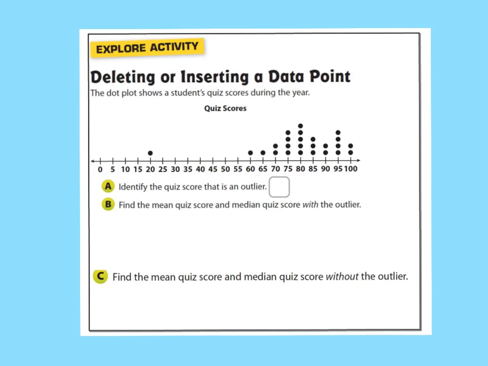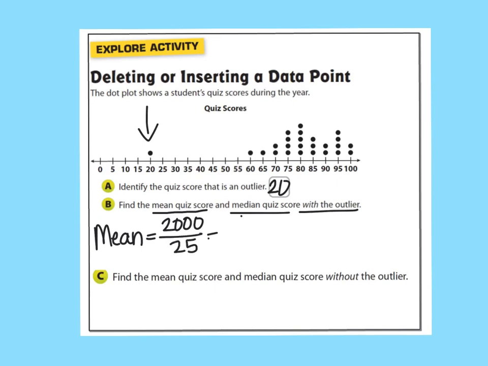It says identify the quiz score that is an outlier from this dot plot. So you can see right here, our outlier is 20. And so we're going to calculate the mean quiz score and the median with the outlier, and then we're going to do it without the outlier to see what happens to our numbers. So the mean with the outlier, if I add up all the scores, I end up with 2,000. And there are 25 scores, so my average score comes out to be 80. The median, it's easy to see. If we count from the edges, the median ends up to be 80 as well.